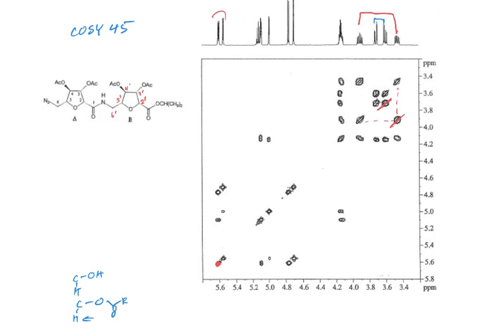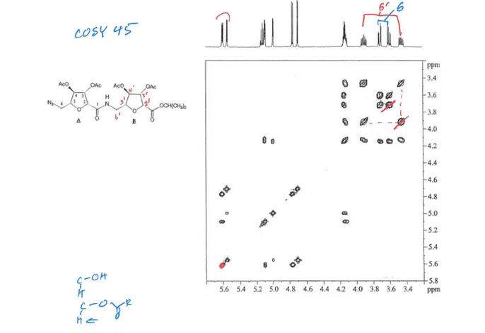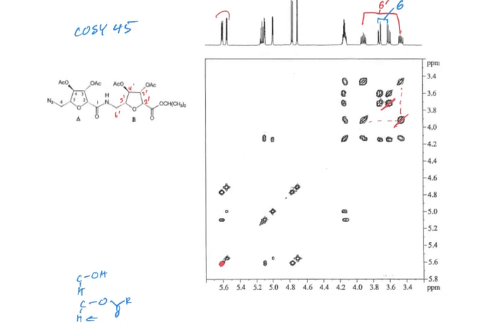So the red ones are going to be 6 prime, and the blue ones will be 6. Oops, I can't write up high enough there. All right, so let's see if we can walk our way around the rest of them.